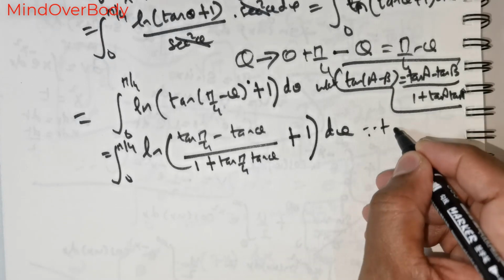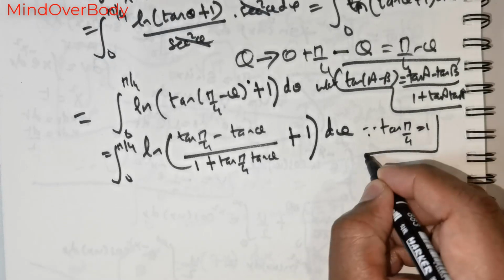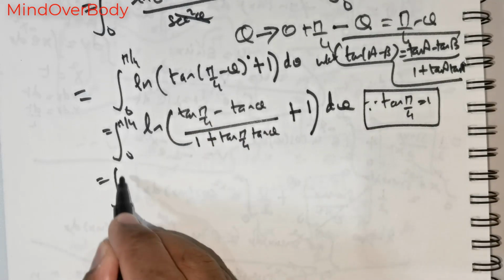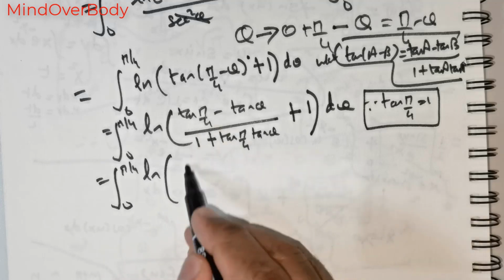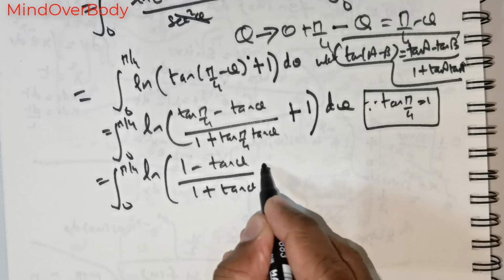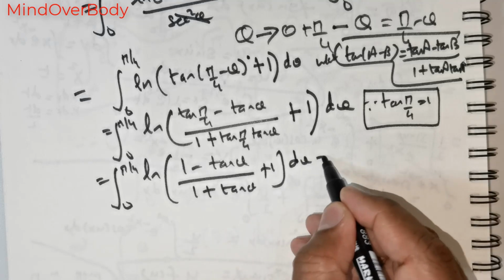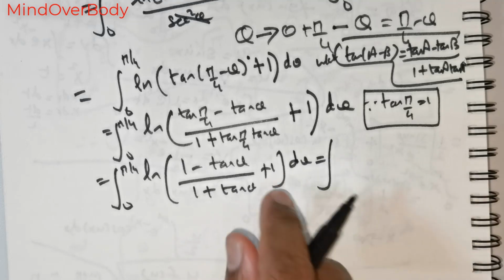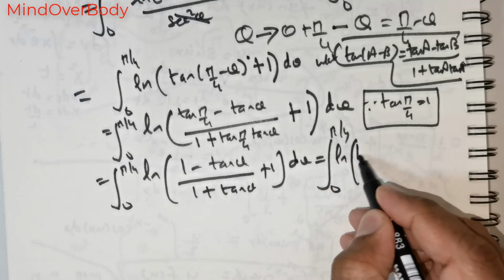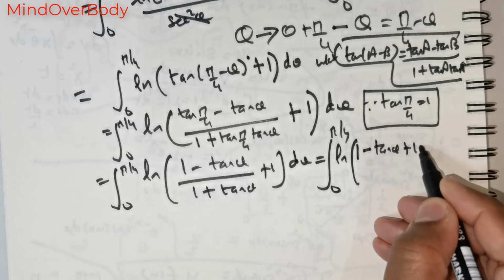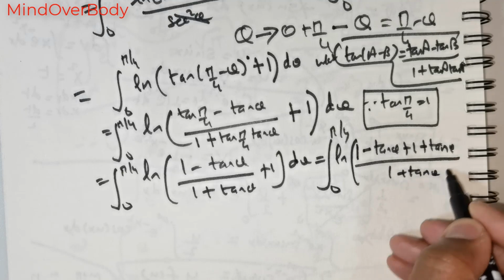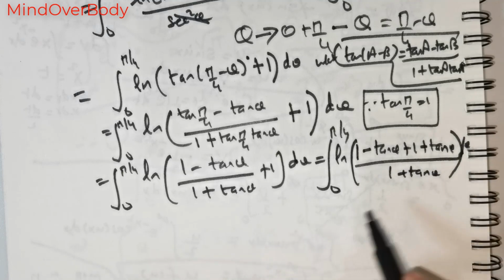Now what is tan 45? That's tan pi over 4, which is nothing but 1. So place that value there. So this is equal to the integral from 0 to pi over 4 of ln of (1 - tan theta) divided by (1 + tan theta) times d theta, which is equal to, taking the LCM, the integral from 0 to pi over 4 of ln of ((1 + tan theta) - (tan theta)... I'm just taking the LCM.